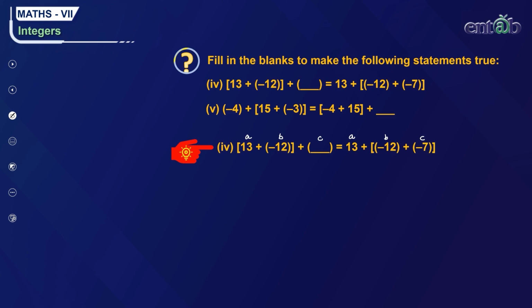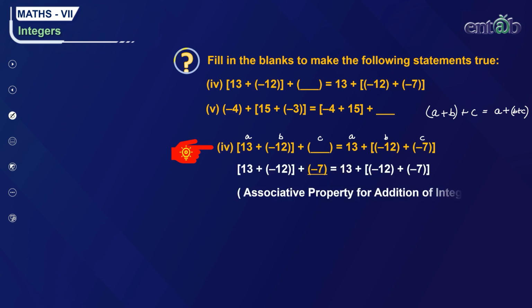We can say A plus B plus C is equal to A plus B plus C. So, the value of C can be replaced here by minus 7. Thus, we get the answer as minus 7 using the associative property for addition of integers. Let's look at the next part.